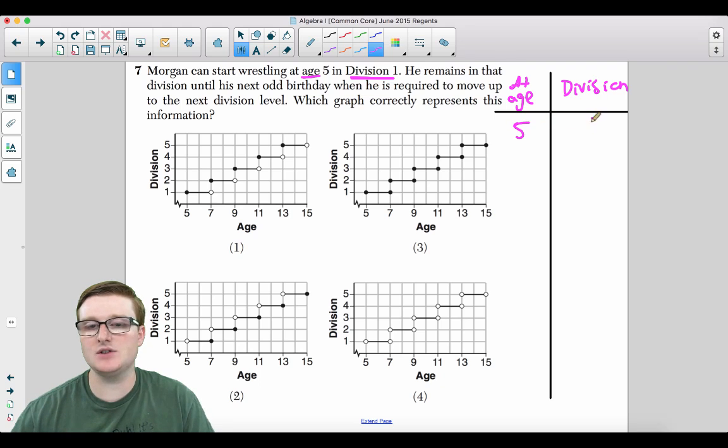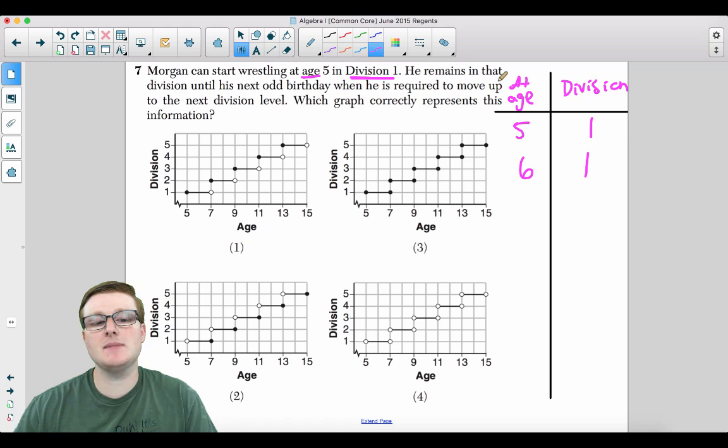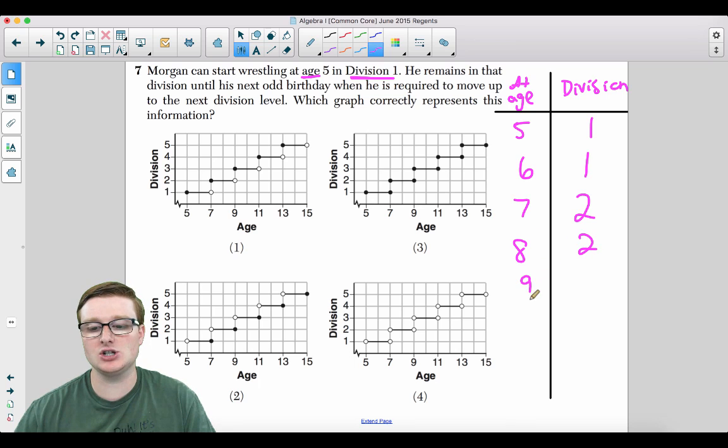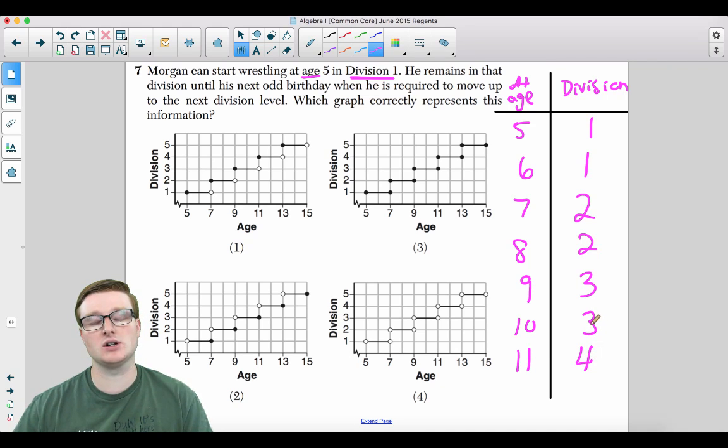So, at age 5, he's in Division 1. At age 6, he's in Division 1. Then it says he remains in that division until his next odd birthday. So, at age 7, he's now in Division 2. At age 8, he's in Division 2. At age 9, he's now in Division 3. At age 10, he's in Division 3. At age 11, he's in Division 4. And so on and so forth.